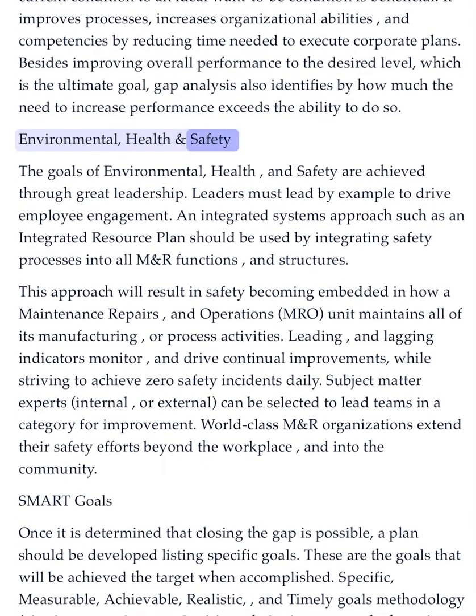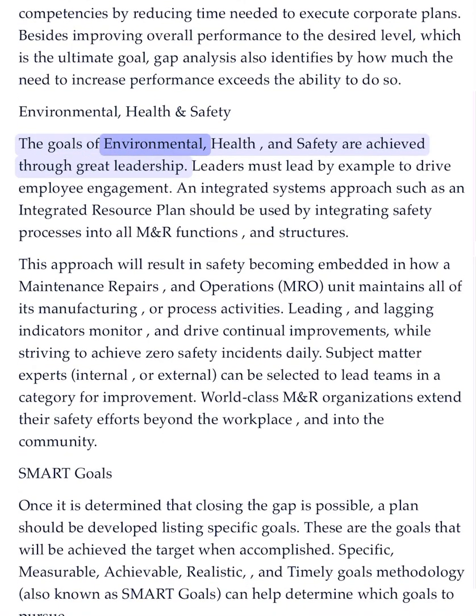Environmental, health and safety. The goals of environmental, health, and safety are achieved through great leadership. Leaders must lead by example to drive employee engagement. An integrated systems approach such as an integrated resource plan should be used by integrating safety processes into all M&R functions and structures. This approach will result in safety becoming embedded in how a maintenance repairs and operations (MRO) unit maintains all of its manufacturing or process activities.